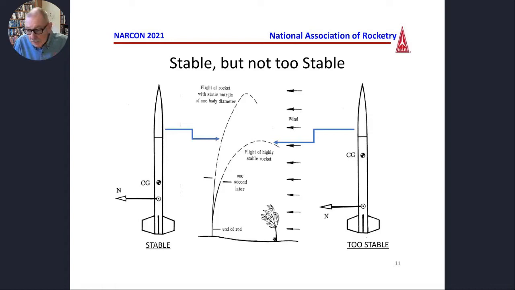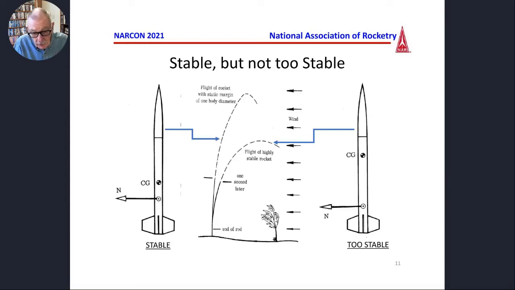Now, we do want to be stable. We don't just want to be concerned about the fact that it's safe. We also want our rockets to perform well. And one of the things you need to be concerned about in dealing with the center of pressure and the center of gravity is you don't want too much stability. Too much stability can adversely affect your performance. Yes, it will fly up. It will fly in a predictable fashion. But if it's too stable, it's going to be too easily affected by other things like the wind.